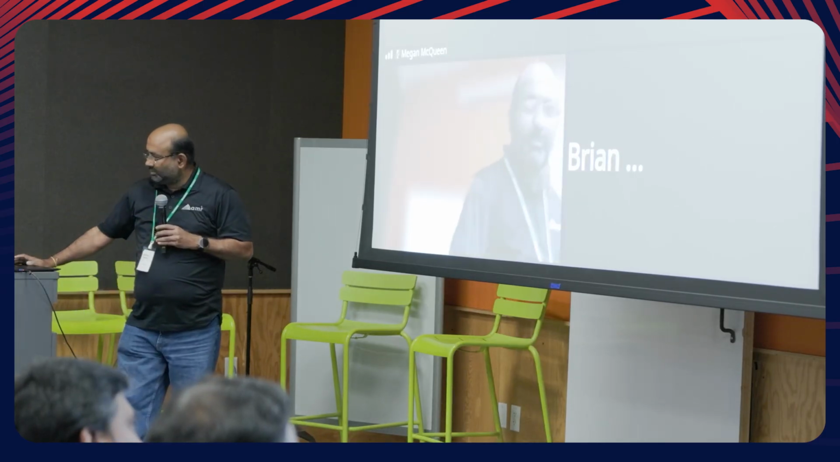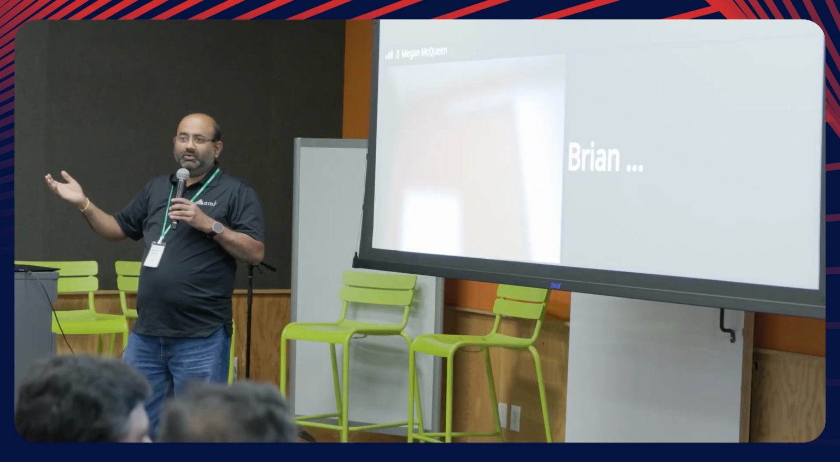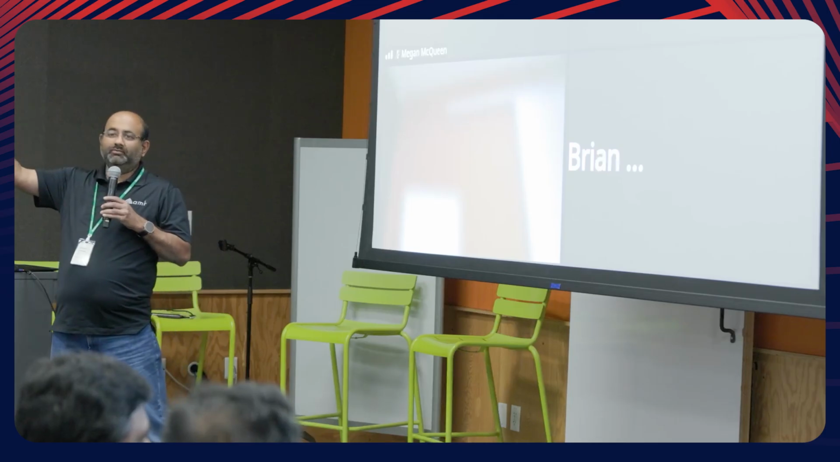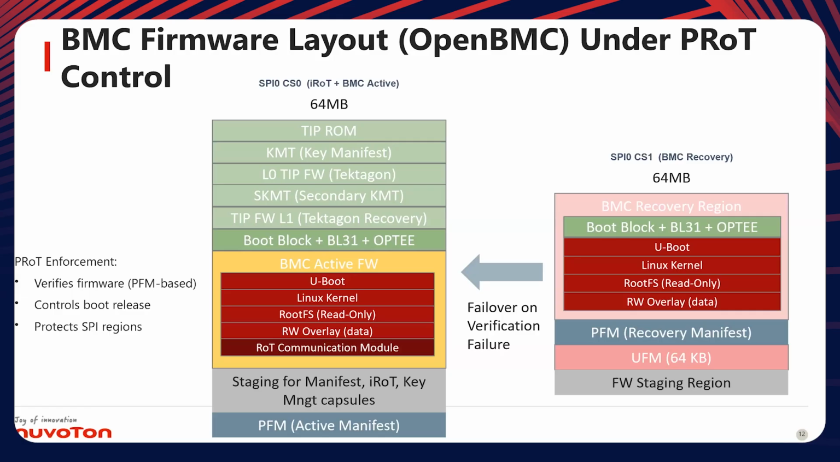So how does it look in the SPI? In the SPI, you have the TIP boot ROM that is available. Then we have the Tectagon firmware that is getting loaded by the boot ROM. And the Tectagon firmware then validates the BMC firmware stack based on the manifest. And then after successful verification, it loads the firmware into memory for execution. This is what I'm showing here.